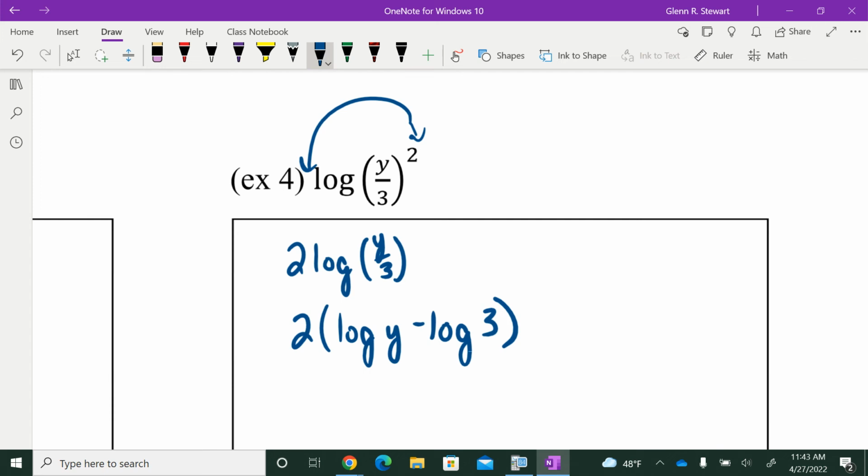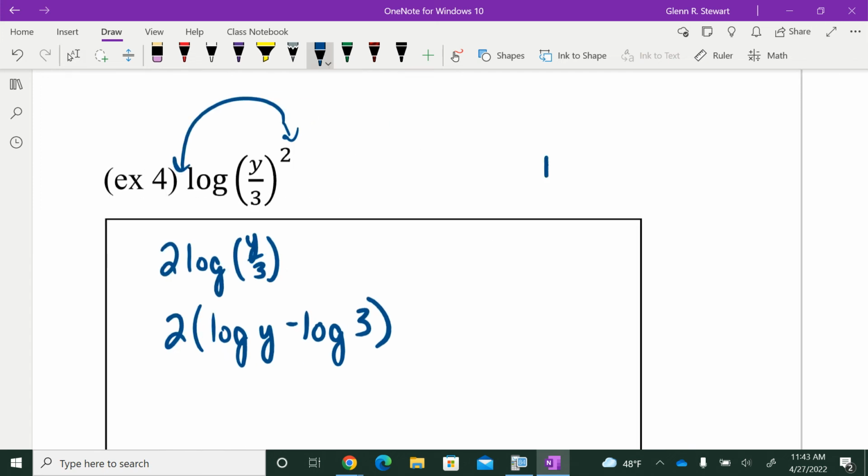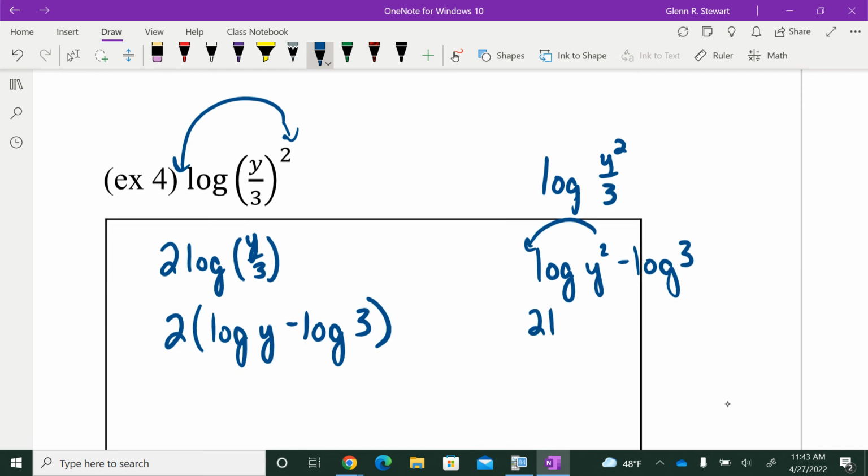If it was something a little different, maybe it looked something like this, log of y over 3, and maybe this was y squared over 3, then it would be a little bit different here. We would be able to do log y squared first minus log 3, and then pull that 2 out at the very end.